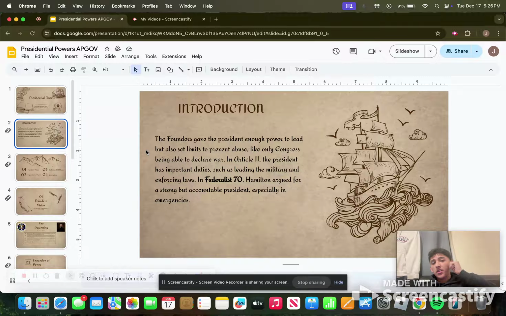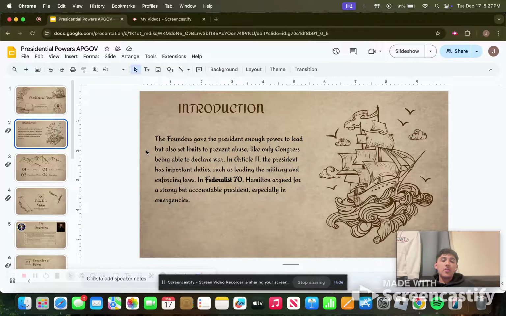So the introduction. Initially, when the nation was being constructed, the founders gave the president enough power to lead, but also set limits to prevent abuse, like only Congress being able to declare war. In Article 2, however, they gave the president important jobs like being in charge of the military, making sure laws are followed. However, they also made sure that the president couldn't do whatever they wanted.